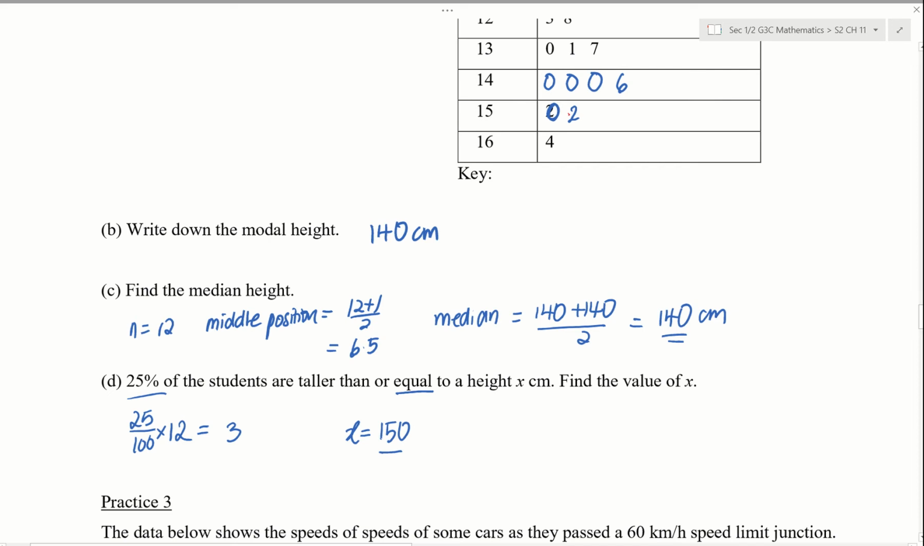And it tells us that 25% of the students are taller than or equal to. So keyword over here, taller than or equal to. So we also include this value of x for the 25% of the people. So that's actually 3 students. Then we count the tallest 3 of them, 164, 150 and 152. So therefore x must be 152 cm because we are including that.